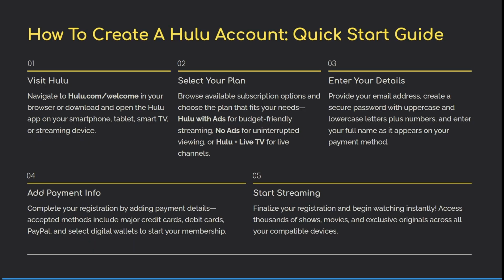Ladies and gentlemen, the first thing we need to do is jump into hulu.com, and then you need to go and download or open the Hulu app on your smartphone or your tablet, your smart TV, or whatever streaming device you're using. Browse the available subscription options and then choose the plan that fits your needs best. Hulu with ads is for budget-friendly streaming. No ads is for more uninterrupted viewing, or Hulu plus live TV is for all of the live channels. So go ahead and check out what's going to fit your needs.